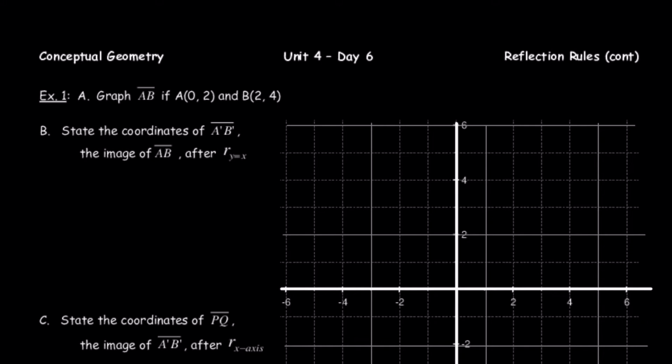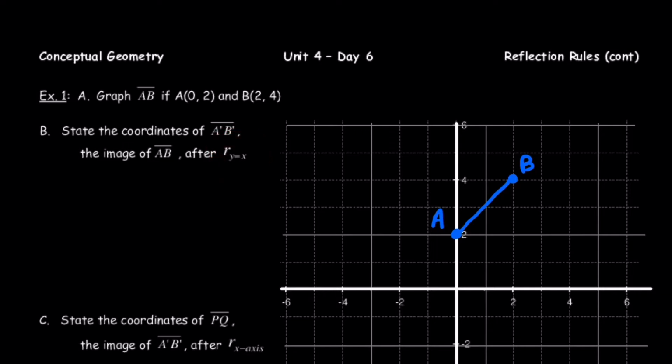It says graph segment AB if A is 0, 2. So 0, 2, we're going to put a point there, label that A. B is 2, 4, put a point there, label that B, and then connect it because it's a segment. Now the directions say, state the coordinates of A prime, B prime, the image of AB after a reflection in the y-axis, reflection in the line y equals x.